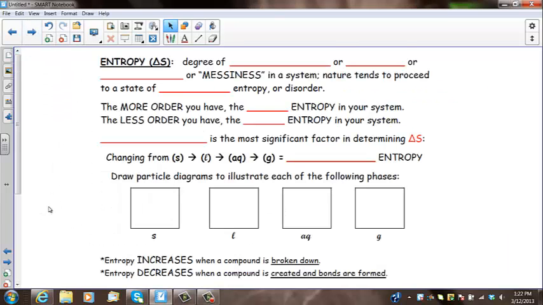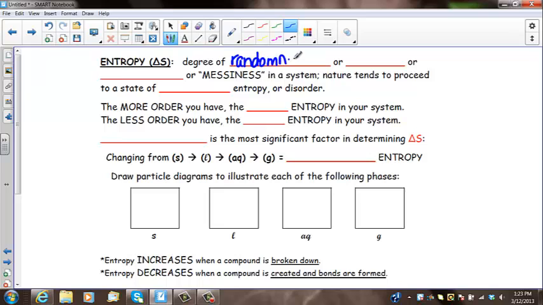So the first thing that we're going to talk about is entropy. It is noted as a variable delta S, and it is the degree of randomness or chaos, disorder are all good words, or messiness in a system. And nature tends to proceed to a state of greater entropy or greater disorder.